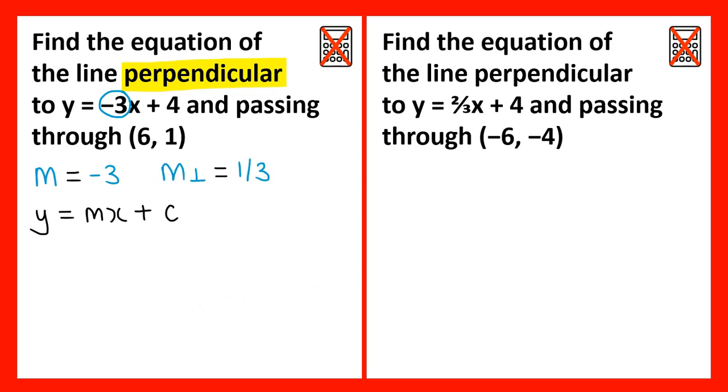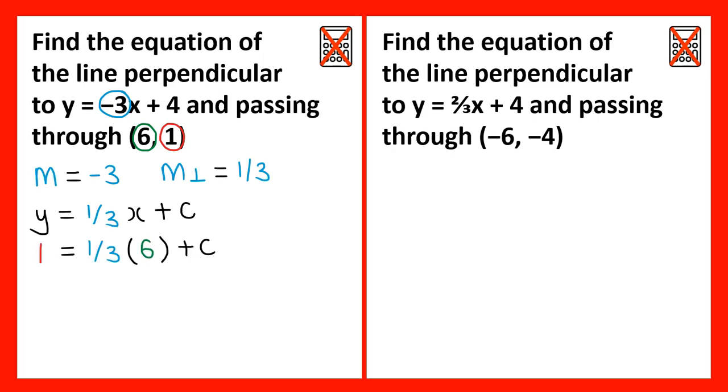Once the perpendicular gradient is known, I can substitute this into y equals mx plus c to give me y equals 1/3 of x plus c. I then need to substitute a coordinate that lies on the line using the corresponding x and y values. This has been provided in the question. When x is 6, y is equal to 1. Substituting my y value and making this equal to 1/3 of the corresponding x value, 6, plus c.